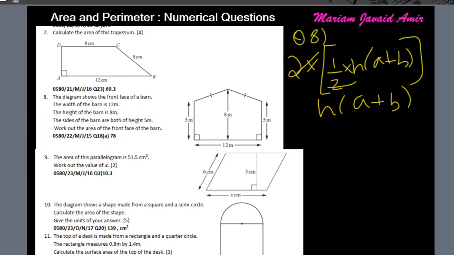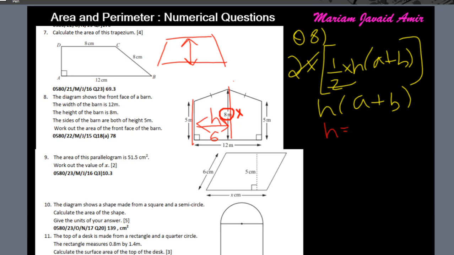Now what is the height of this trapezium? Don't make the mistake of taking the height as 8. This is not the height of the trapezium. A trapezium's height is the height which joins the 2 parallel sides. So these are the 2 parallel sides of the trapezium. So this would be the height of the trapezium, which would be 6. So height is 6 here.